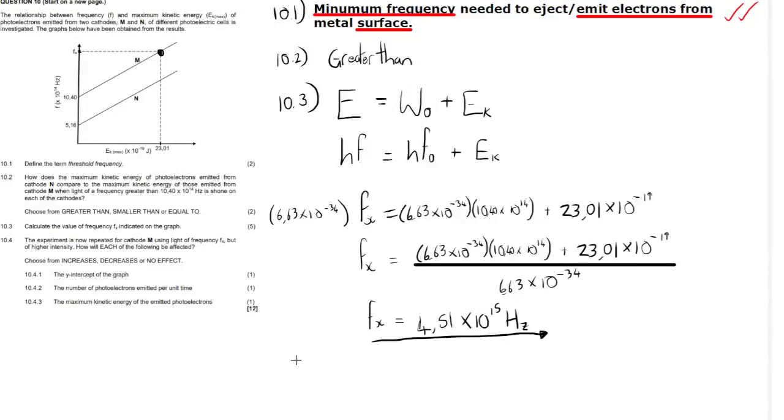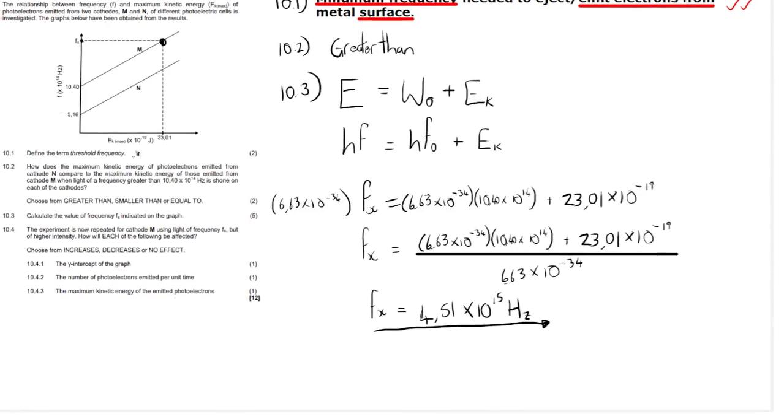All right, we are continuing on from our last session on question 10 on the photoelectric effect. We had this very last section, 10.4, left. They are giving us a few options here: increase, decrease, or no effect. It is always important when we answer these questions to listen to those instructions. So let's have a look.